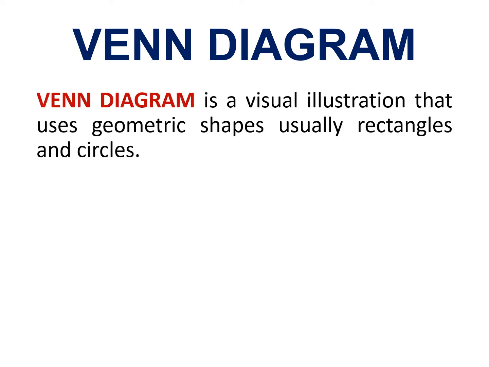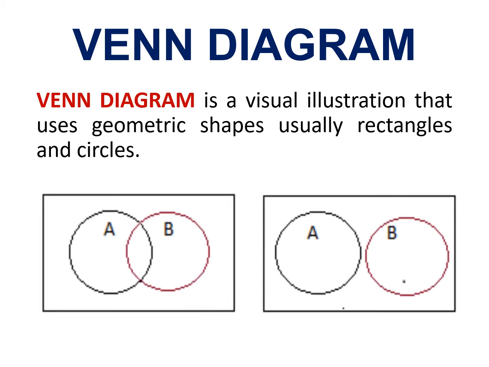The Venn diagram is a visual illustration that uses geometric shapes, which is usually rectangles and circles. Now in this case, we are going to use circles. Okay? So, tingnan nyo po yung itsura ng Venn diagram natin. Minsan nag-intersect sila, minsan hindi. So, you are given this figure 1 and figure number 2. Sa figure number 1, yung set A and set B or yung circle nila nag-intersect. Yung sa figure 2, yung circle nila ay hindi nag-intersect.